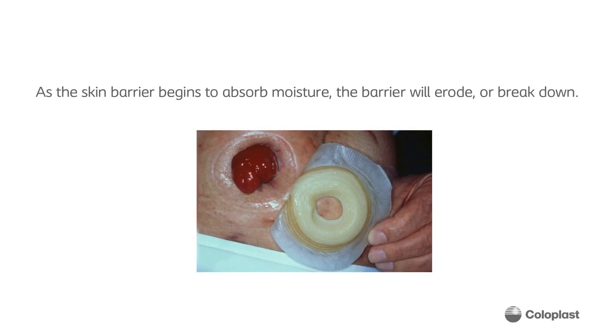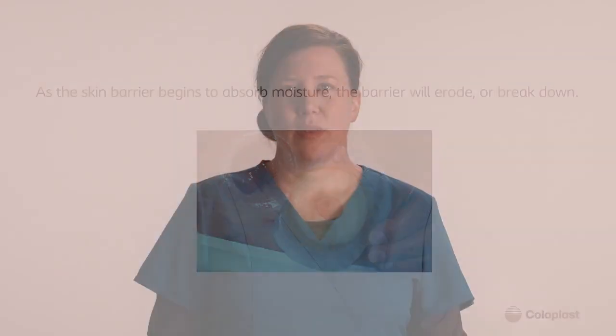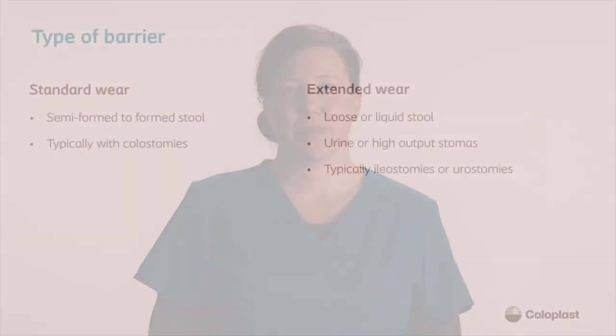As the skin barrier begins to absorb moisture from the stoma output and skin perspiration, the barrier will erode or break down as shown in the photo. Although pouching systems are made to be worn for 3 to 7 days, it is of utmost importance to examine the erosion of the barrier upon removal. This will help determine the wear time of the barrier.